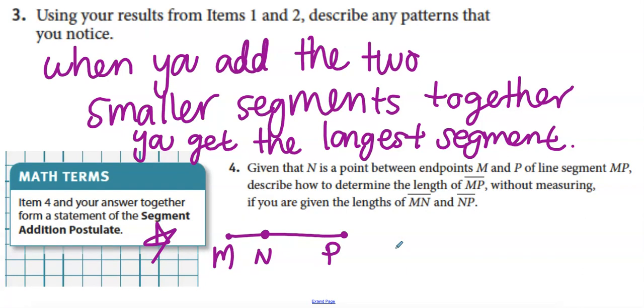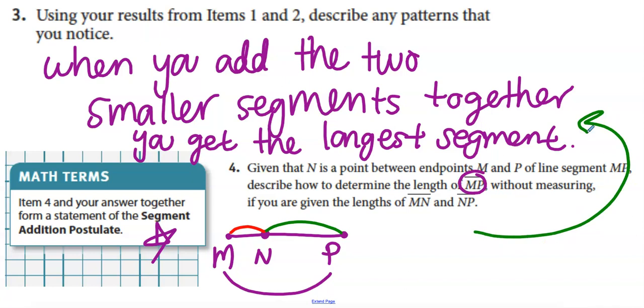All right, describe how we can determine the length of MP, and MP is going to be the whole entire thing, without measuring if I already know the lengths of MN, which is this first part, and then NP, which is my second part. Okay, so how can I find the whole line when I know the 2 smaller parts? We kind of already answered it up here. If you know the 2 smaller segments, you can add them together to get the longest one.